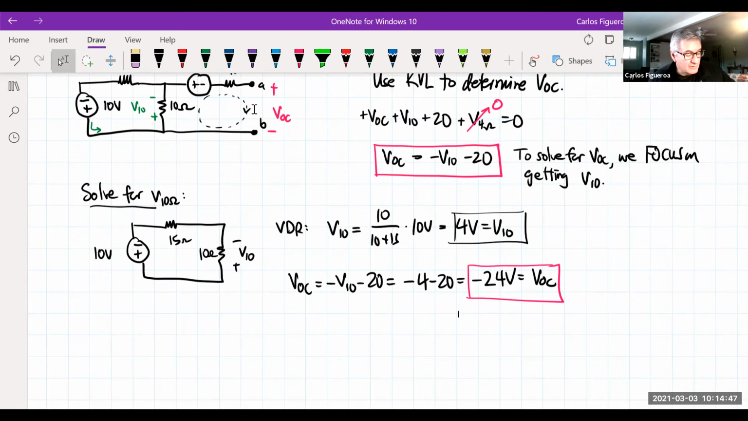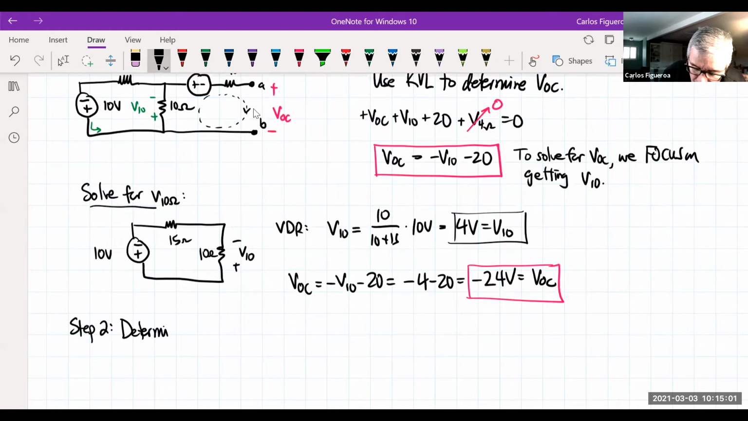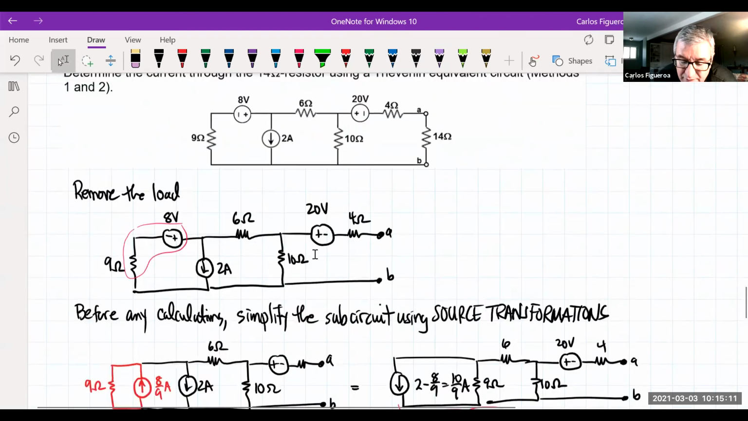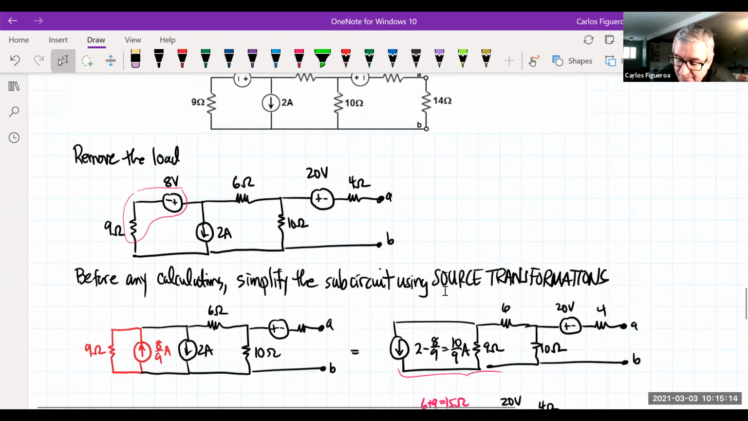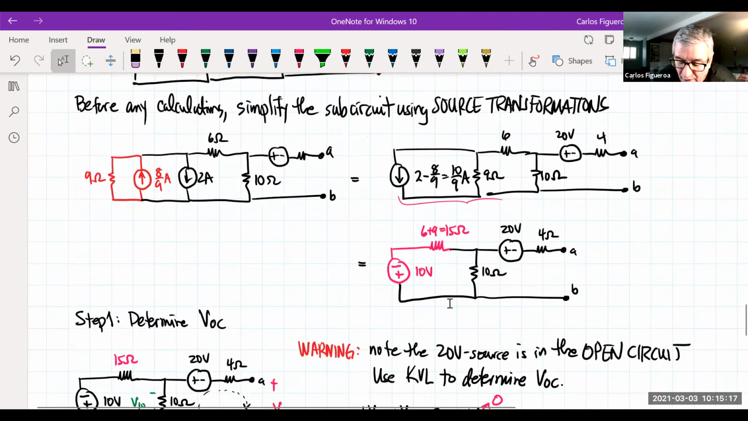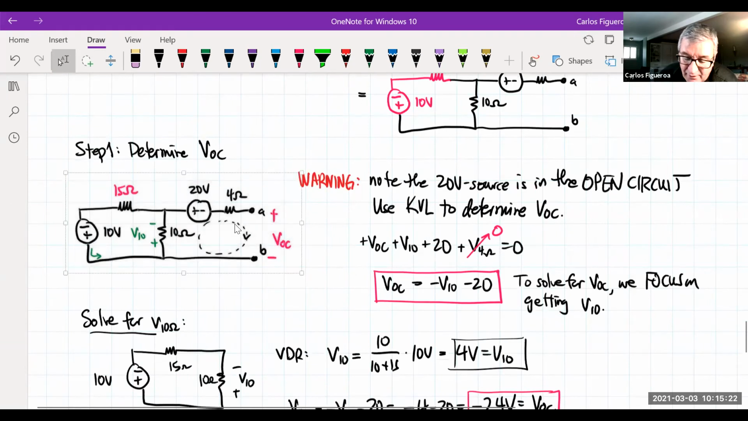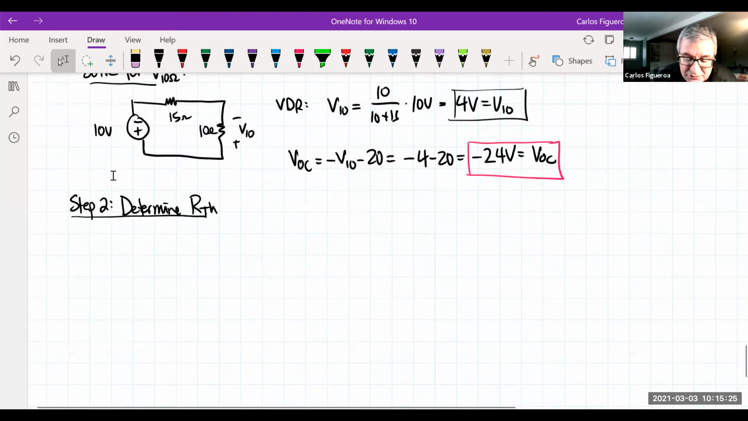Okay. Now that we got the voltage, I am going to look at determining the Thevenin resistance. So now we're at step 2. We want to determine RTH. So let's go do that. Now, which circuit am I going to deal with? Do I want to deal with the original circuit? No. We've already simplified it. Why go backwards? Our circuit is this circuit right here. We don't care about anything else.